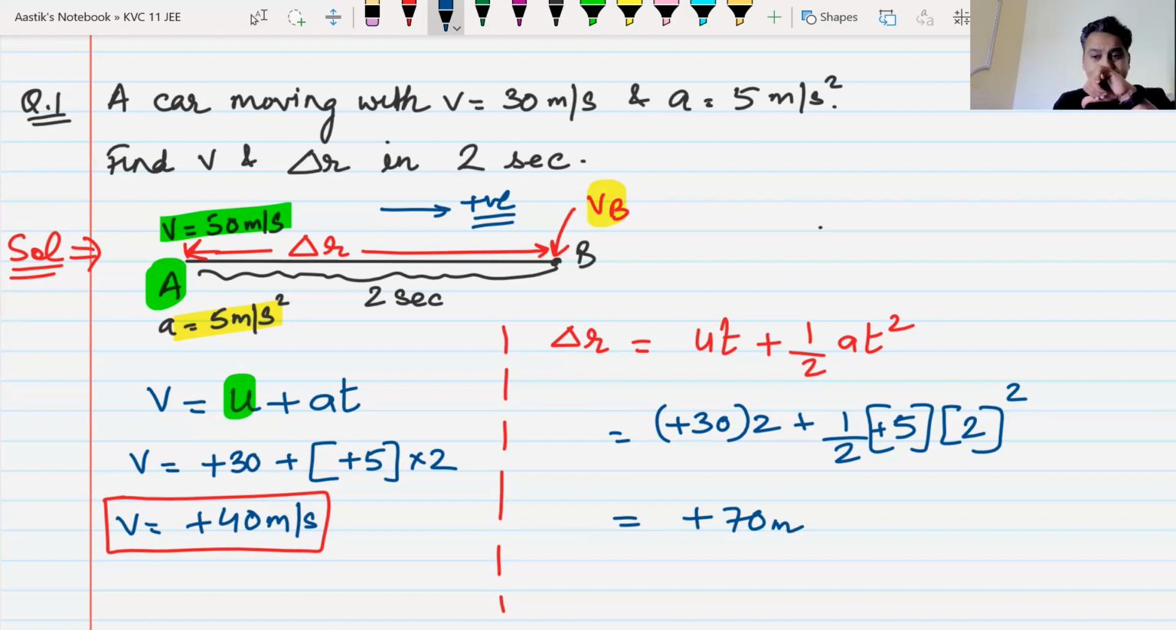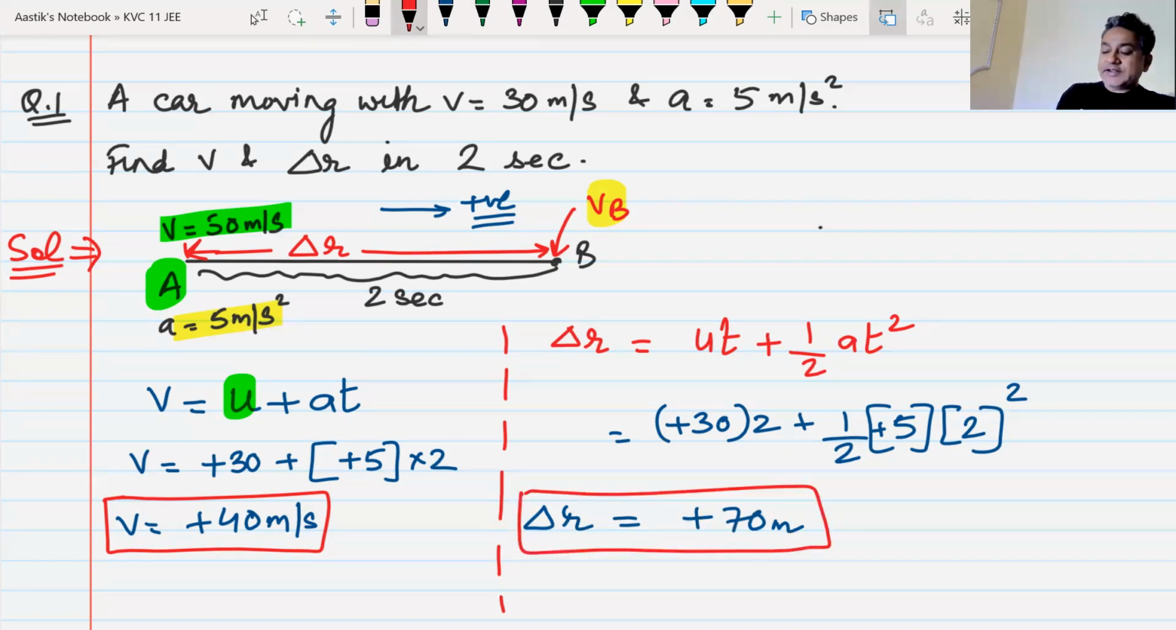Yes or no? That is the answer. How many of you got this answer? Well done. Welcome to motion in one dimension. And this is how questions are done.